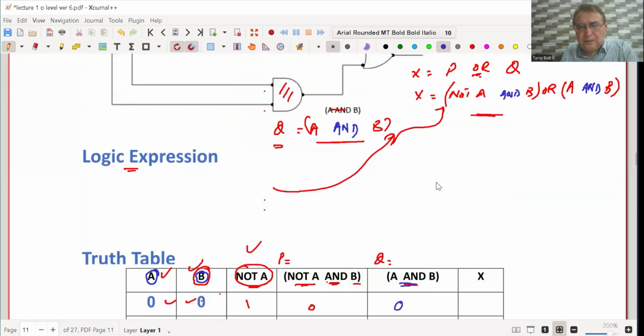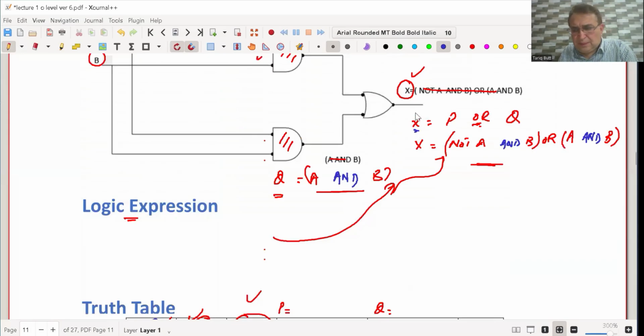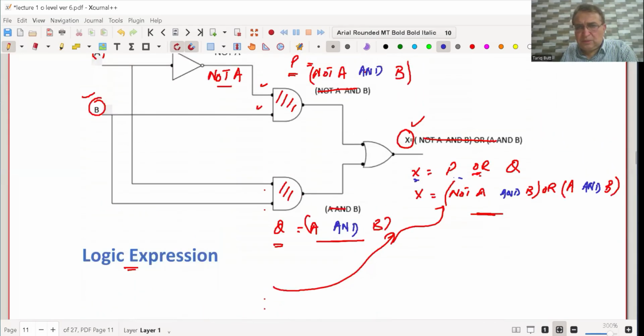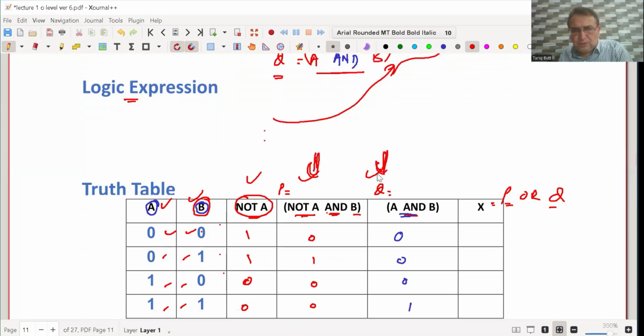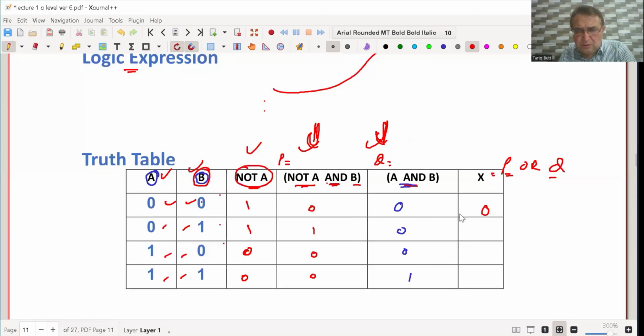And finally, you see what is X. X is just P or Q. I mean, you have to OR these two columns. So just OR them. So 0 OR with 0 is 0. 1 OR with 0 is 1. 0 OR with 0 is 0. And 0 OR with 1 is 1. So that's it. This is the truth table for the given circuit. That's it. The question is over.